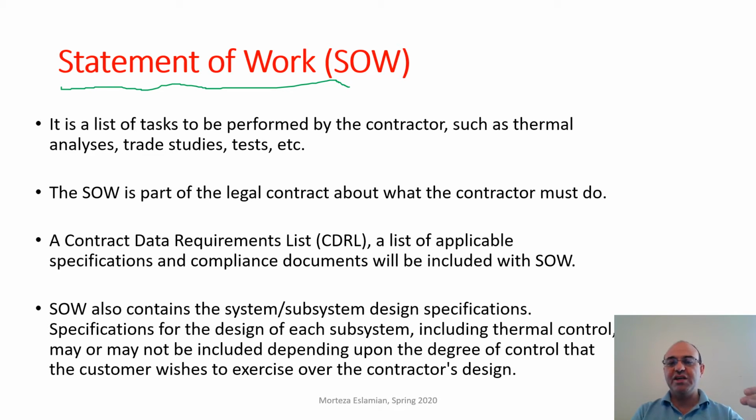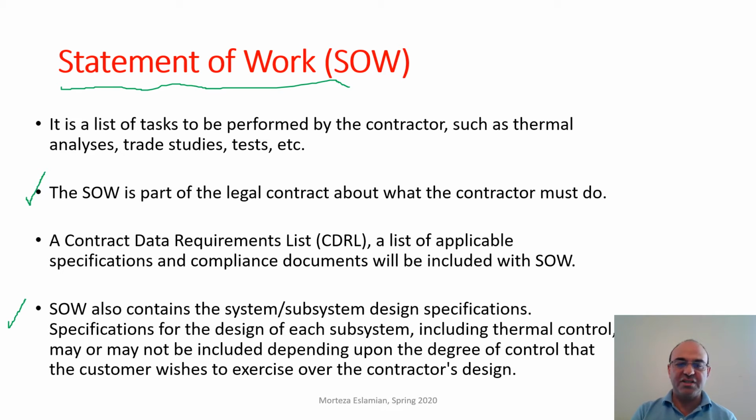So basically it will list different subsystems and what should be done for each subsystem. The SOW is part of the legal contract about what the contractor must do. A contract data requirement list is a list of applicable specifications and compliance documents which will be included with the SOW. And the SOW also contains the system and subsystem design specifications, though not all of the specifications.